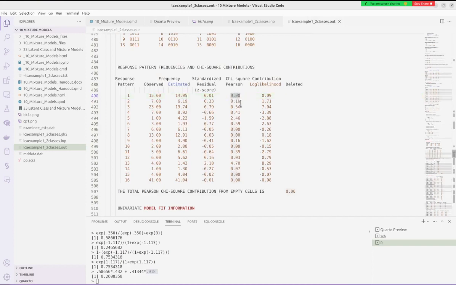So this column here in the Tech 10 output tells us each cell's contribution to the overall chi-square number that we sum to. And this column, chi-square Pearson, is the first one. Chi-square contribution likelihood is the second. Oh, okay. Awesome. Thank you, Yonada.